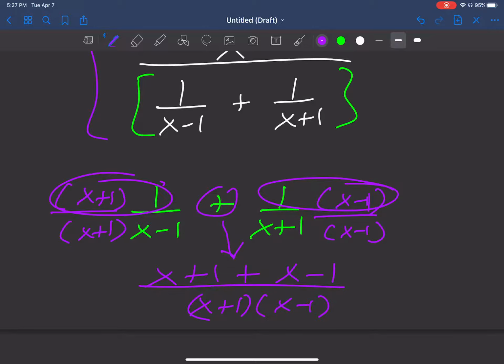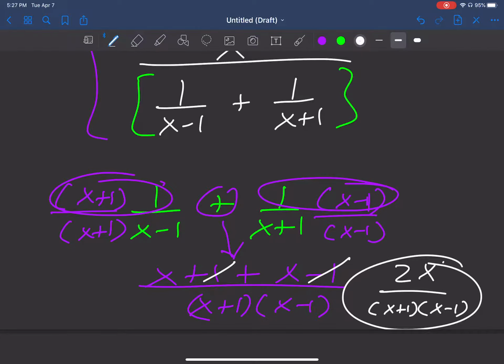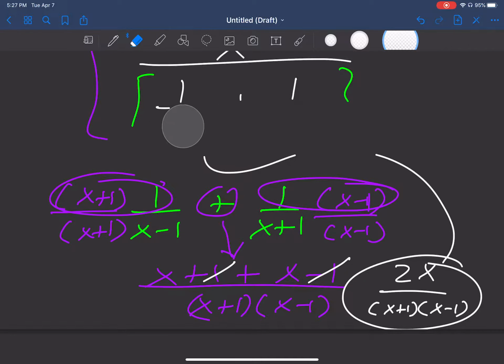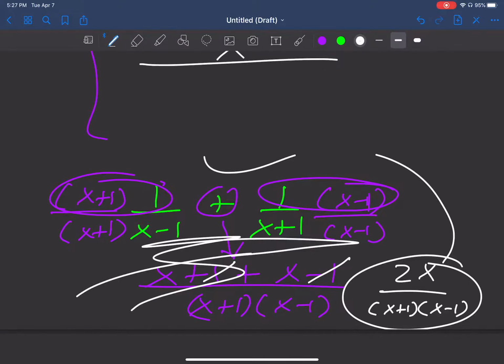So in this case, let's simplify the top. The top is going to be the 1's cancel out, and you get 2x, x plus x. And then you get this bottom, which is x plus 1 times x minus 1. So this whole thing is in fact this in green. Everything in green, we can replace it with this. So that's what I'm going to do now, because we did all of our work here. All of our work here showed us we can just put 2x over x plus 1, x minus 1, right?